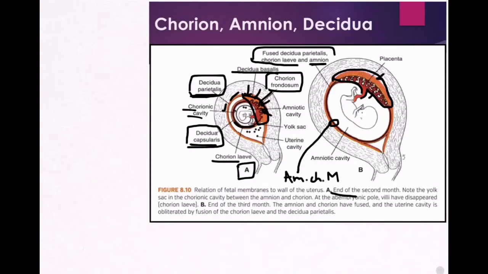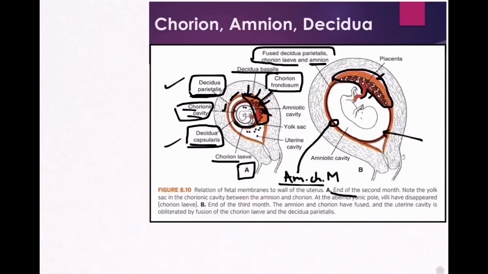Alright, so once again, let's have a look at what exactly happened. The Decidua parietalis fuses with the Decidua capsularis, and the uterine cavity is completely obliterated. Then the amniotic cavity enlarges and completely obliterates the chorionic cavity to form the fused amniochorionic membrane.